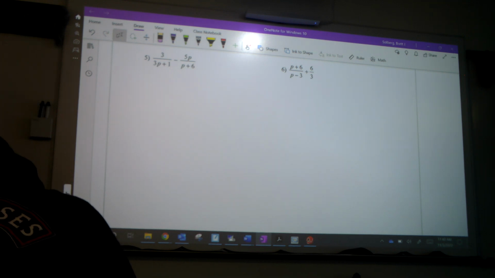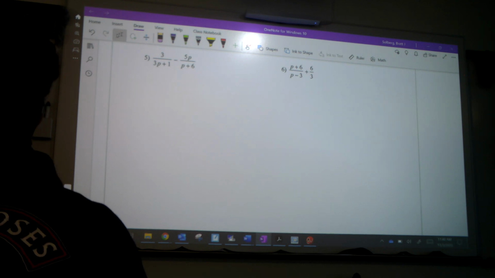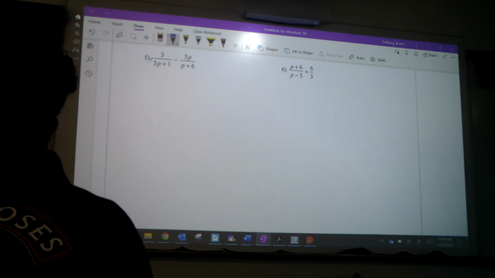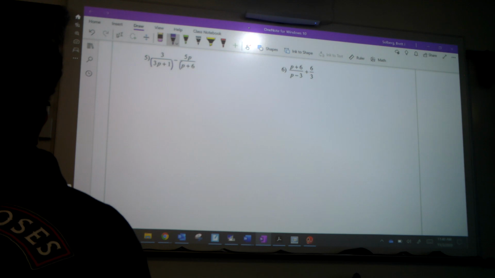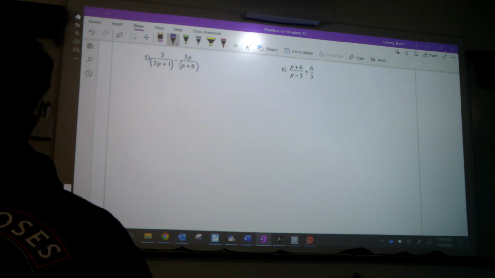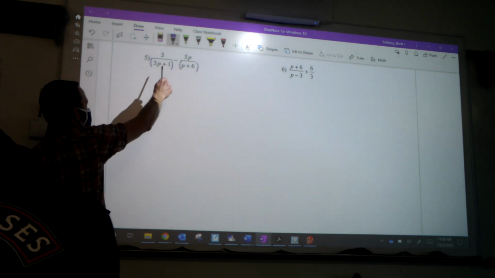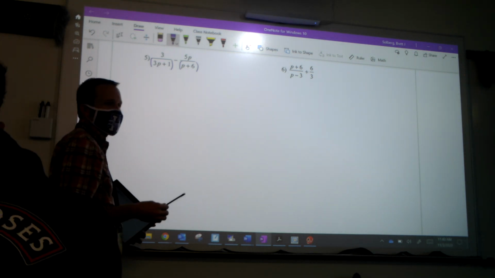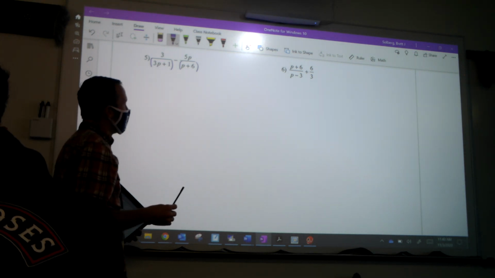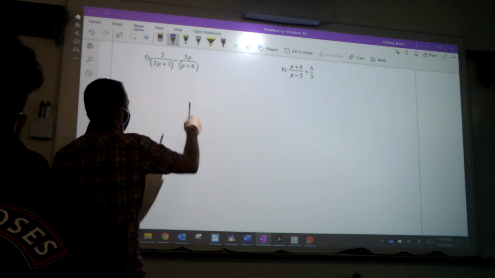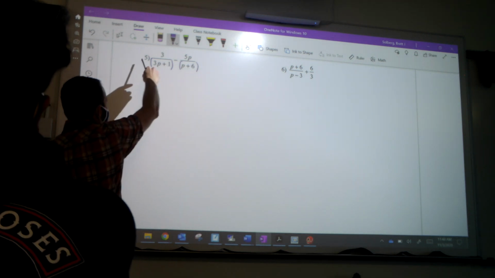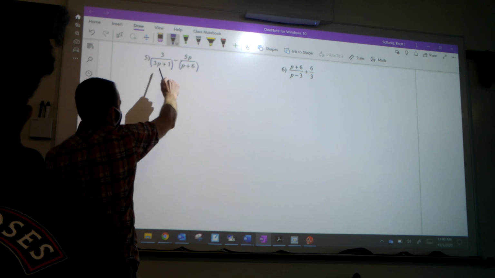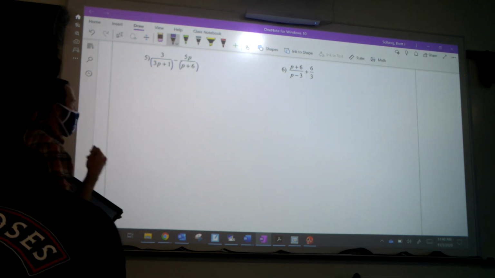Okay, let's look at number 5. So, what's tricky on this one is I'm going to look at my denominators. Is there a greatest common factor? Is there anything I can do there? Anything I can pull out? No. So what do I do if I have a 3p plus 1 and a p plus 6? I want to make a common denominator. In this case, what you're going to do is just give this entire denominator over here, top and bottom, and this entire denominator over here, top and bottom.